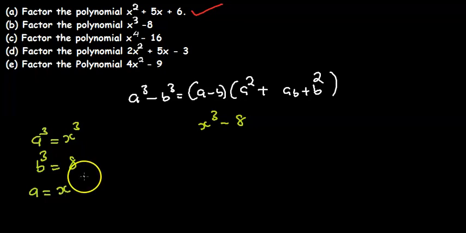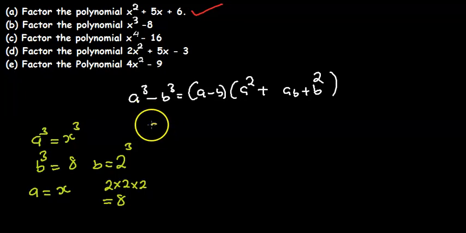If b to the power of 3 is equal to 8, what about just b single? B without any power is going to be 2, because 2 to the power of 3 is the same thing as saying 2 multiplied by 2 multiplied by 2, in 3 places, which is equal to 8. So we're going to substitute all our values into this formula.